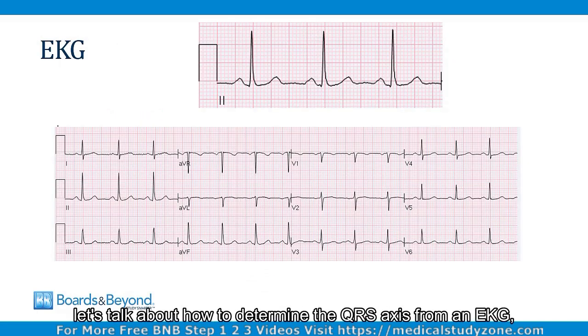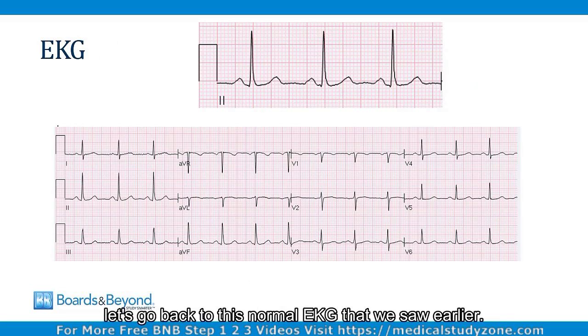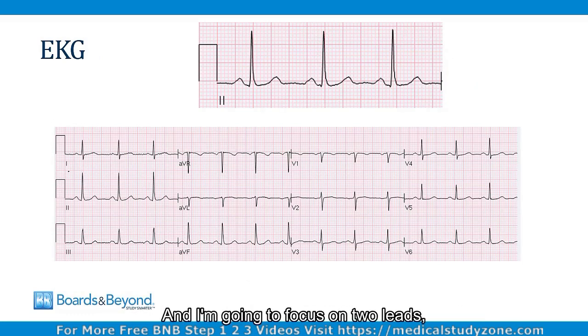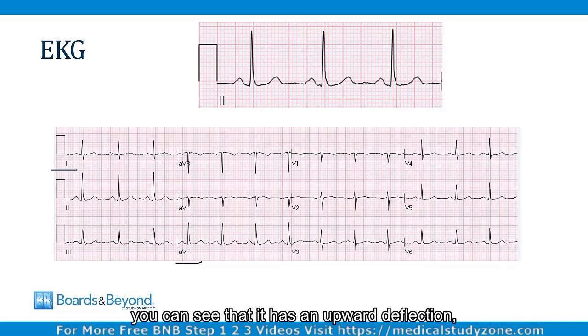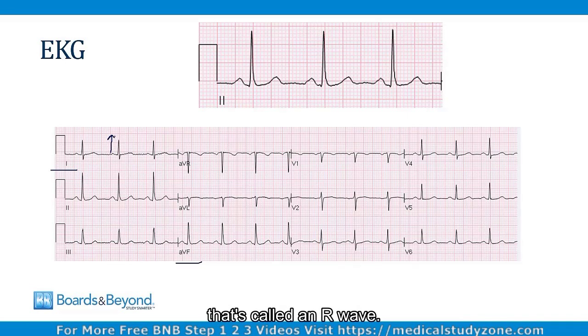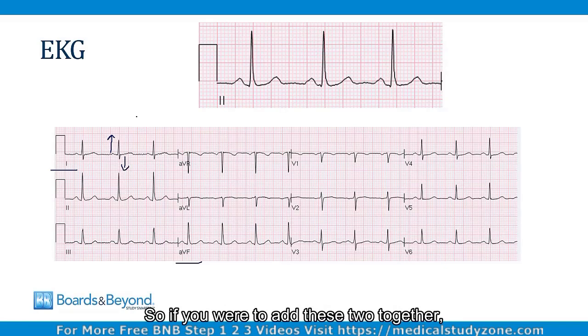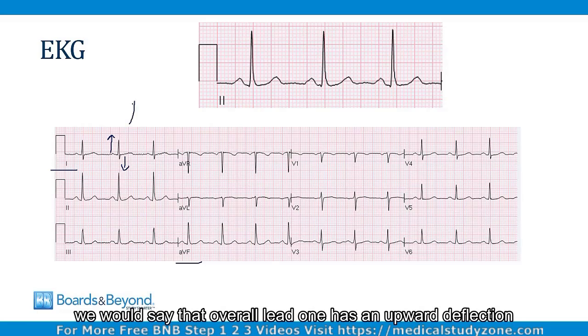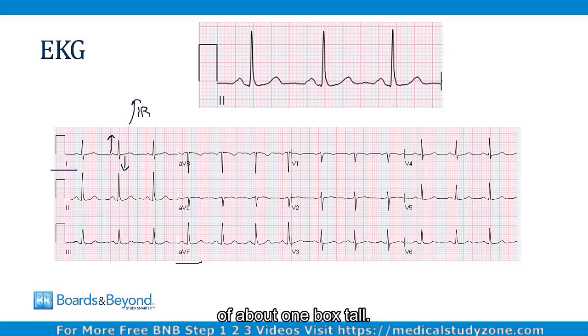So now that we understand that, let's talk about how to determine the QRS axis from an EKG. And to do that, let's go back to this normal EKG that we saw earlier. I'm going to focus on 2 leads, lead 1 and lead AVF. If we look at lead 1, you can see that it has an upward deflection, that's called an R wave, that's about 1.5 big boxes tall, followed by a downward deflection, that's called an S wave, that is about half a box in length. So if we were to add these two together, we would say that overall, lead 1 has an upward deflection of about 1 box tall.